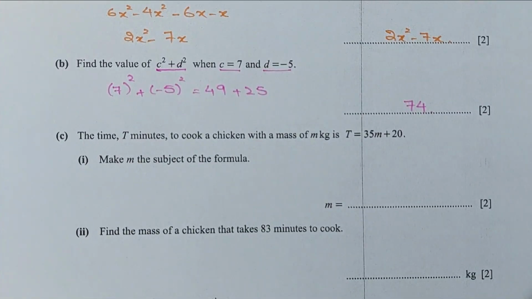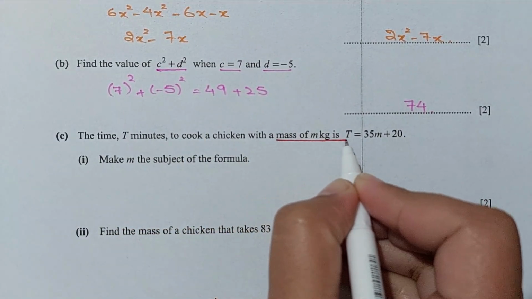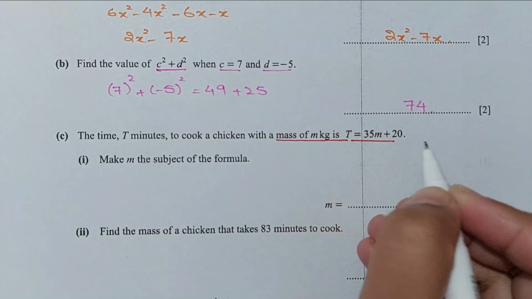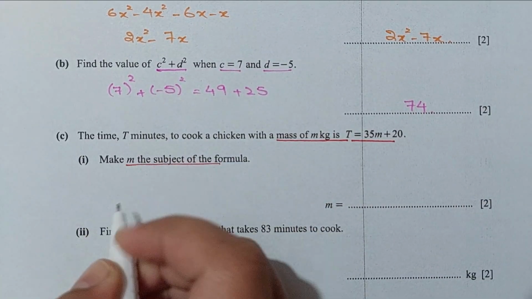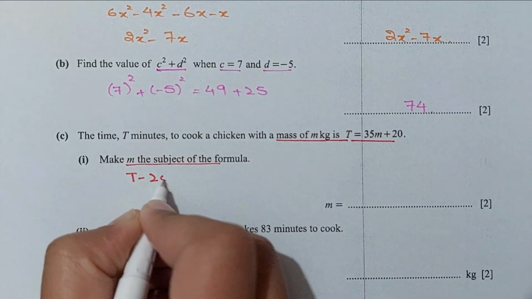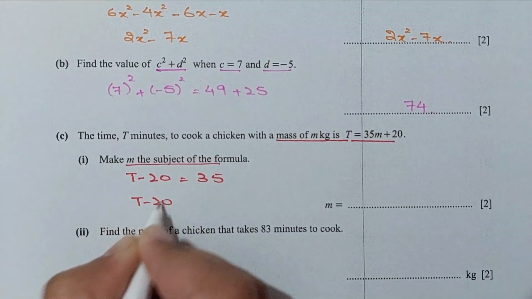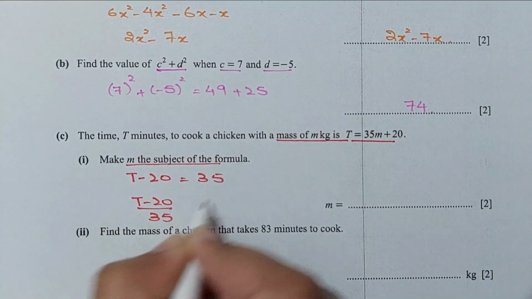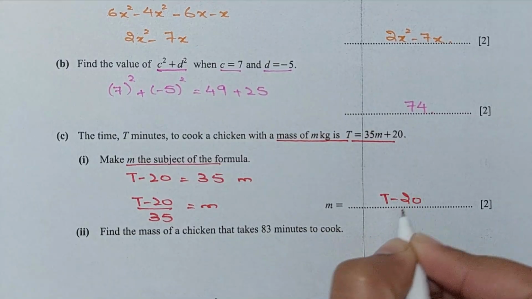Right. Now for part C, the time T minutes to cook a chicken with a mass of m kilograms is given by this formula. Number 1, make m the subject of the formula. To make m the subject, T take away 20 would be 35m. So what would be m? T take away 20 over 35 is m. m equals T minus 20 over 35.